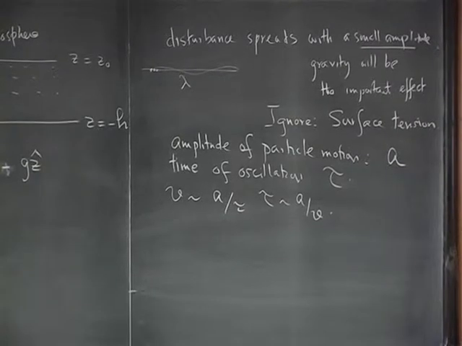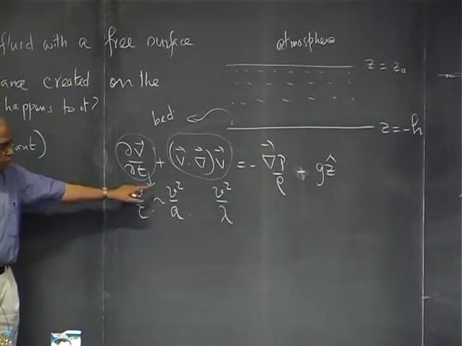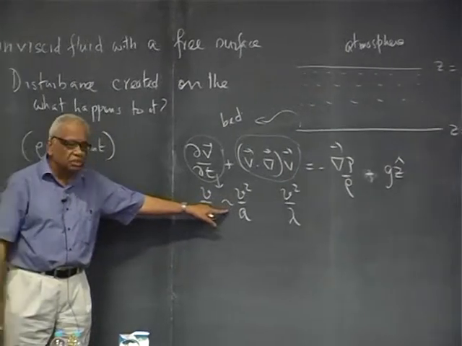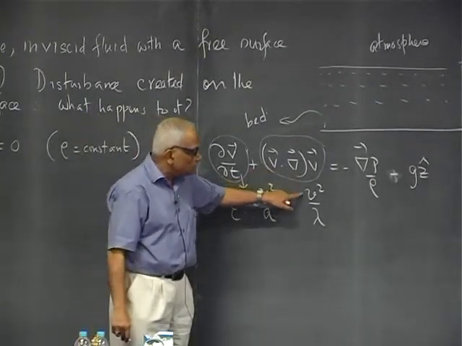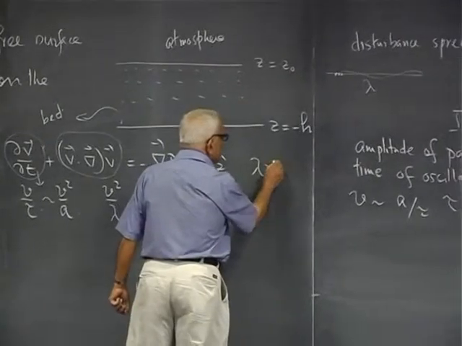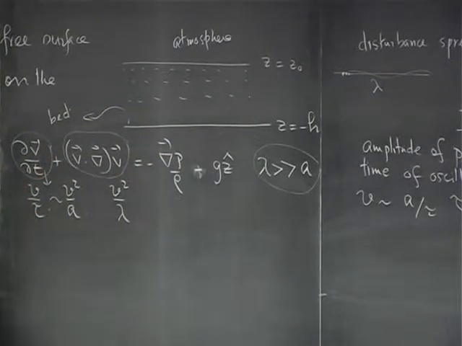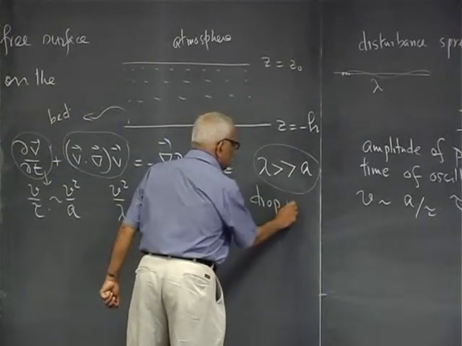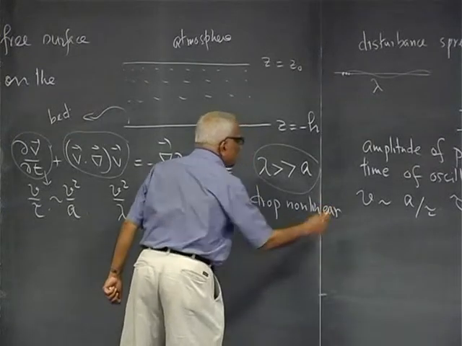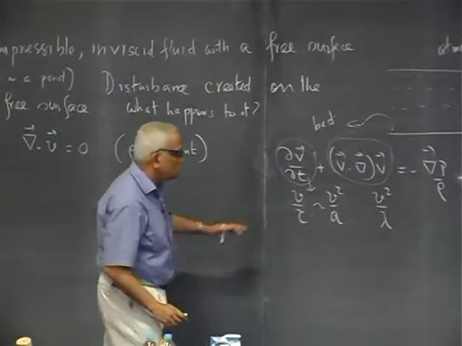So when I estimate this term, it's going to be V squared over lambda. This other term is estimated as V squared over A. So if I am in a regime where lambda is much greater than A, that is, the wavelength is much bigger than the amplitude of the particle motion, then the V squared over lambda term would be negligible. So drop the nonlinear terms, problematic things anyway, so any excuse to get rid of them.